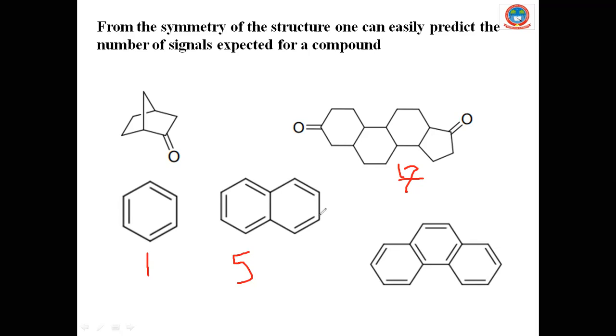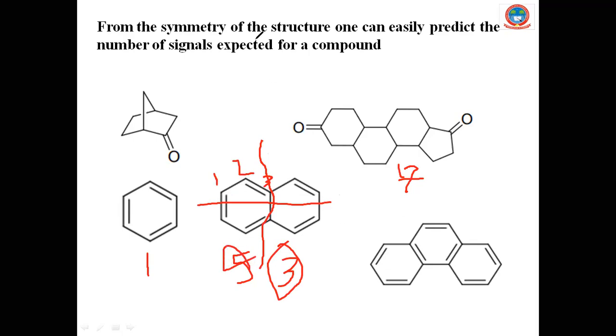Yes. There are only, you can cut this into equal parts. So 1 2 3 and this is 3. There are only 3 possible signals, so 5 is not correct.